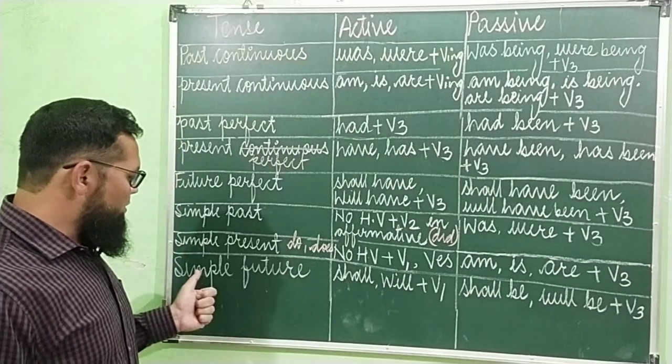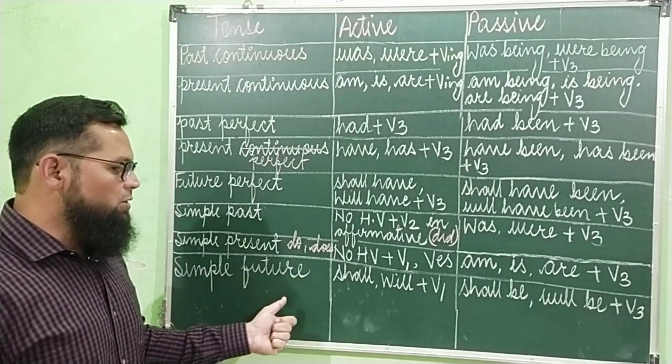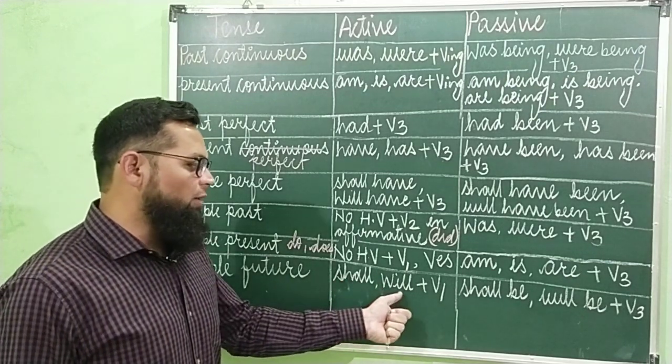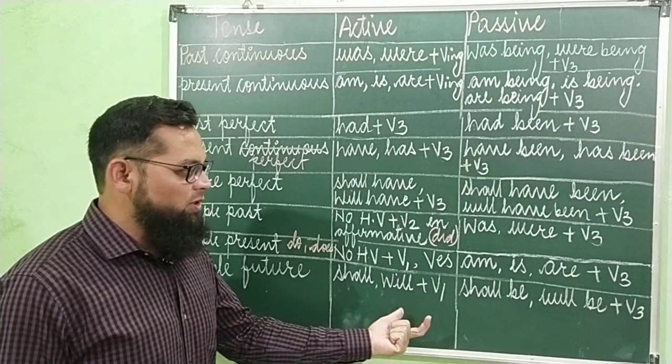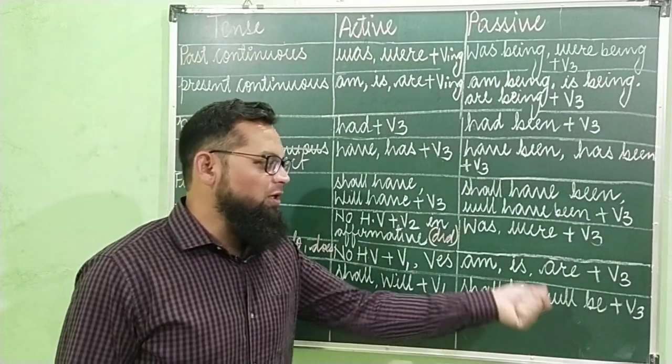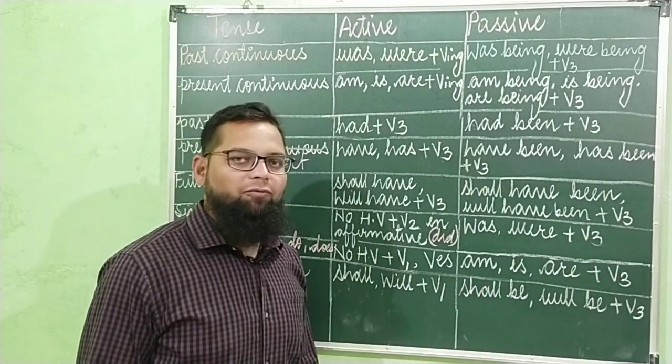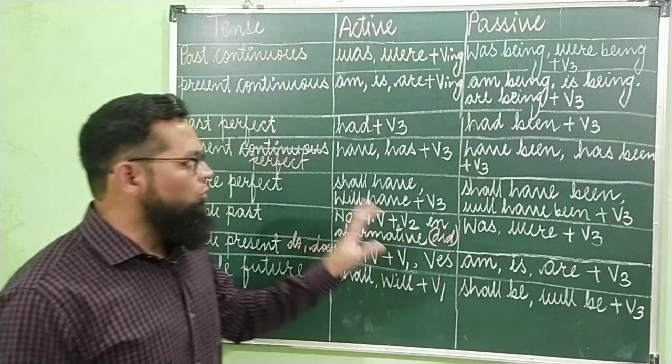And the next tense, simple future tense, we use helping verbs shall and will plus verb in first form. And when it is converted to passive voice, we use shall be or will be plus the verb is used in third form. This was all about the table.